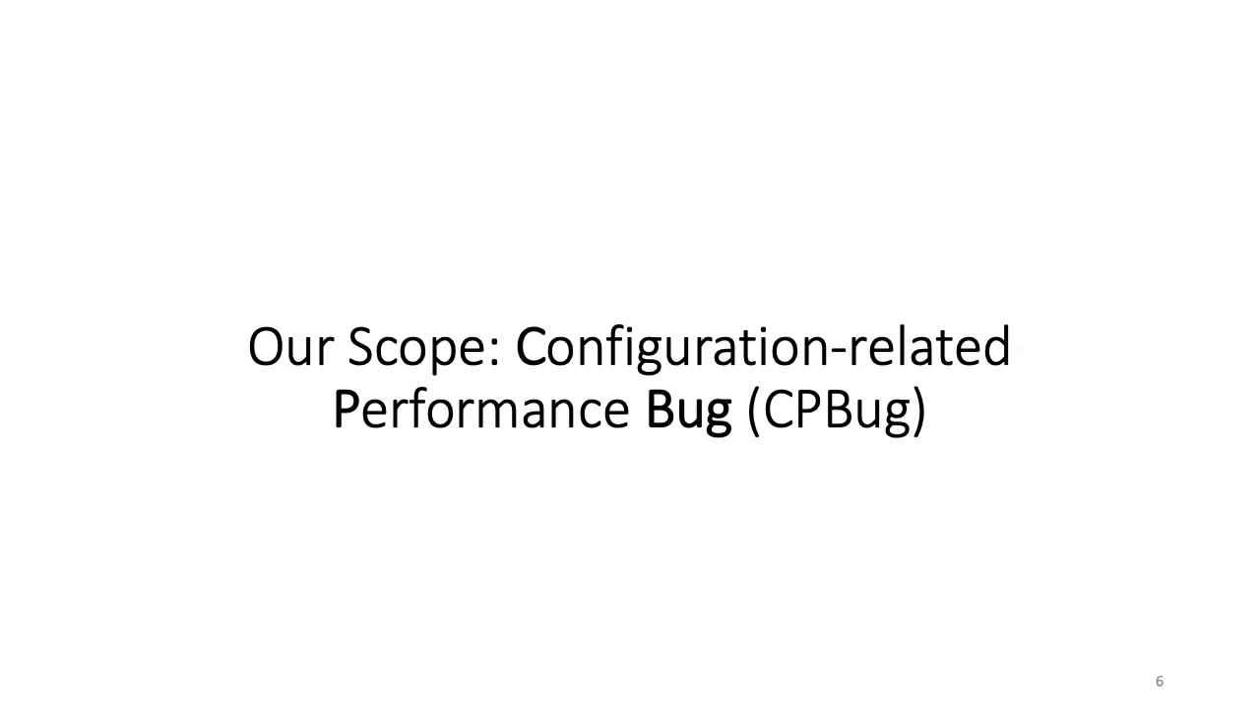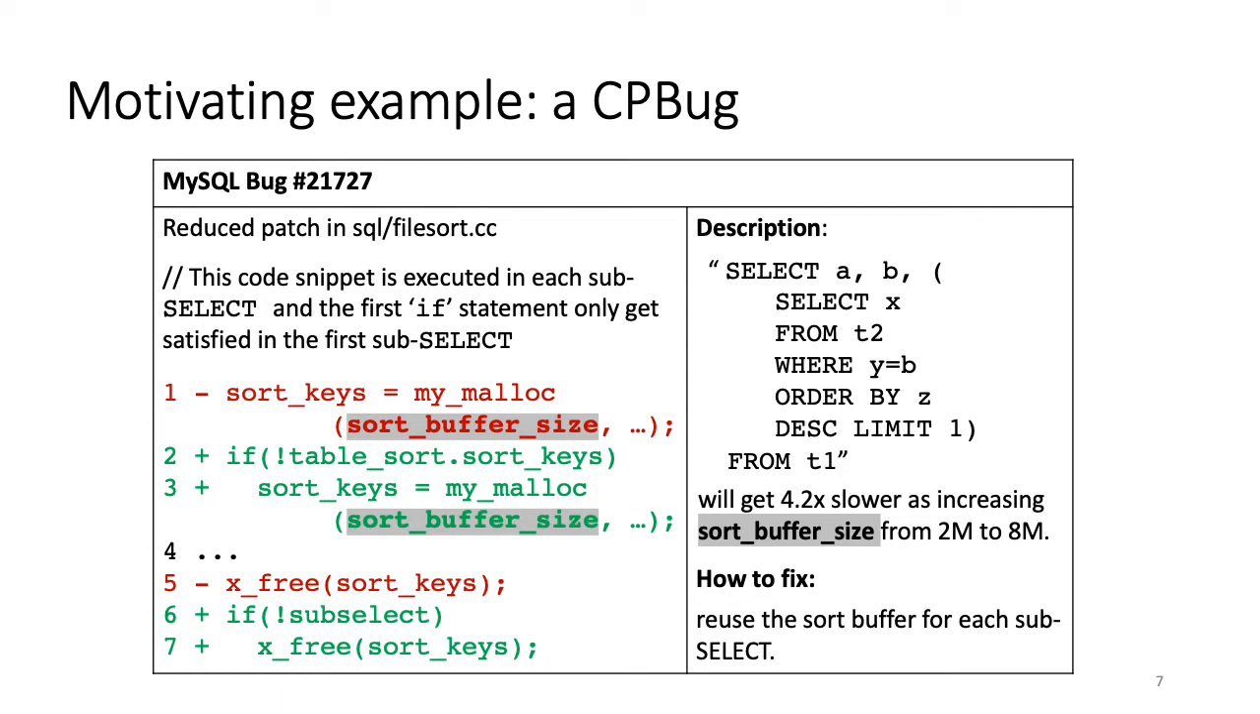Given the above, we target configuration-related performance bugs. For short, we call it CPBug. Note that this is different from a misconfiguration, which is usually caused by a user's mistake. Let's see an example of a real-world CPBug.